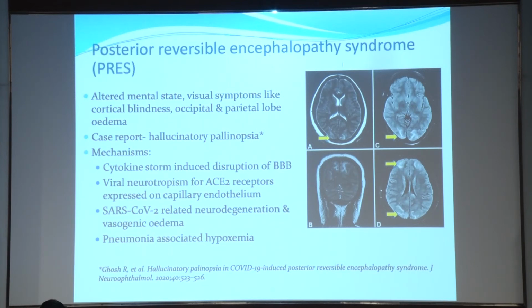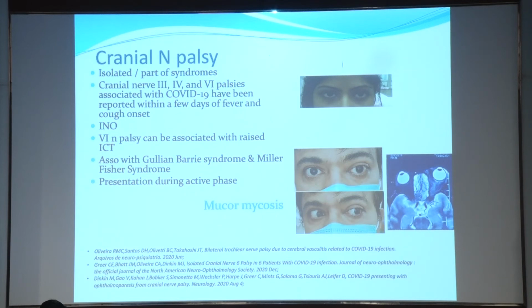and various cases have now been reported. Again, cranial nerve palsies can be seen as isolated cranial nerve palsies or as part of various syndromes. Third nerve involvement, fourth nerve palsies and sixth nerve palsies have been reported in association with COVID-19, generally within a few days of fever and onset of cough. Even neuro-ophthalmic conditions like INO have been reported. Sixth nerve palsy can also be seen in association with raised ICT.